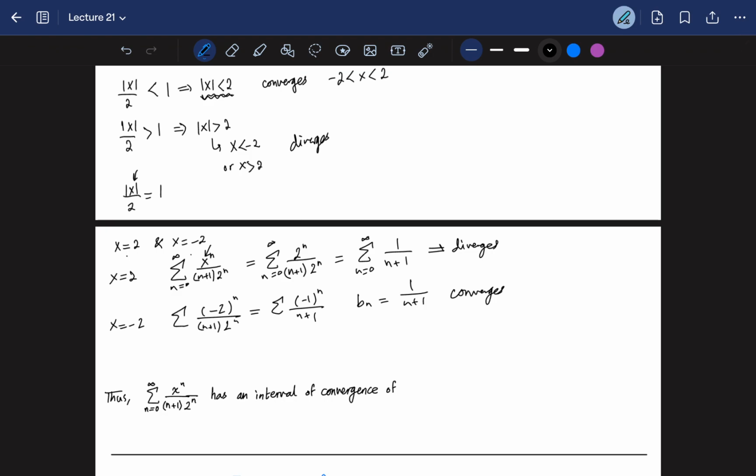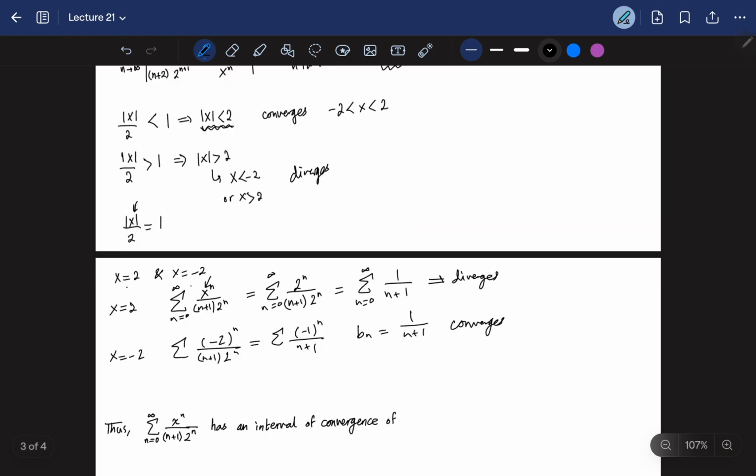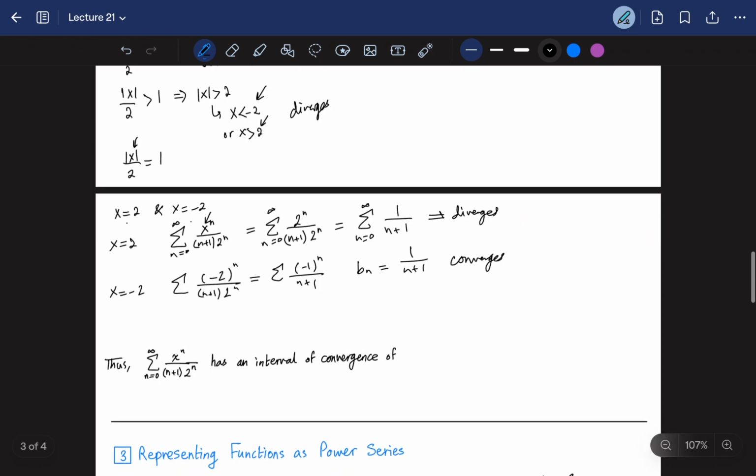Okay, so let's review. When the absolute value of x was less than 2, which means x is between -2 and 2, the series converged. When it was bigger than 2, less than -2, my series diverged. And when x was 2, the series is divergent. When x is -2, the series is convergent. So the interval of convergence would be from -2 closed up to 2 open. My series is convergent, and my radius of convergence is 2.